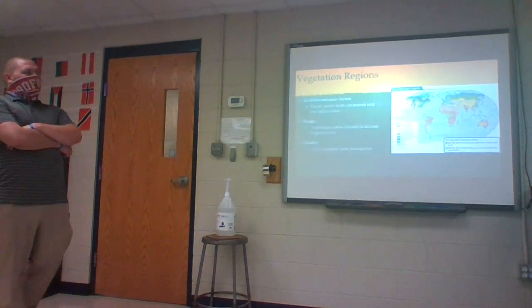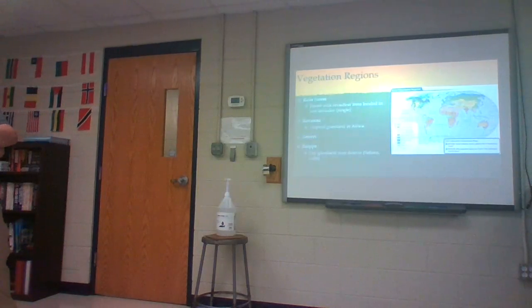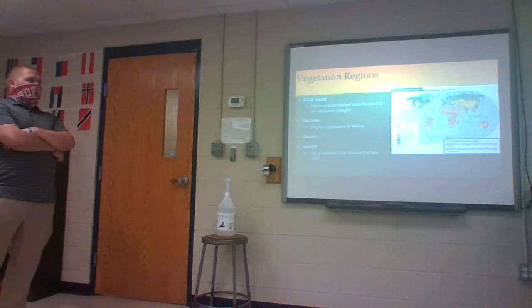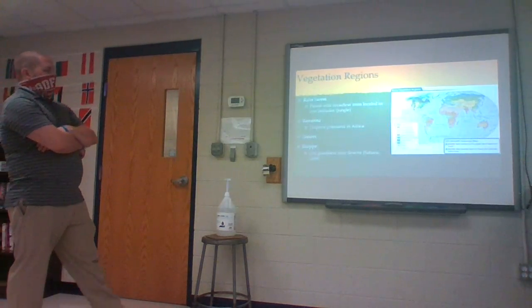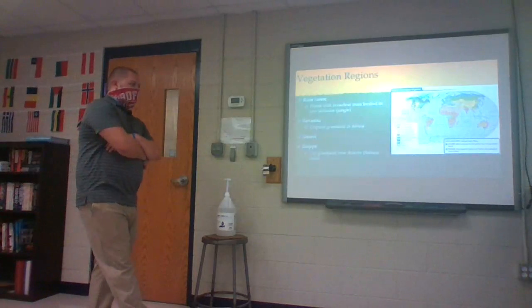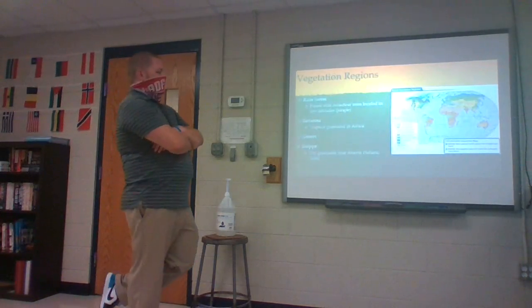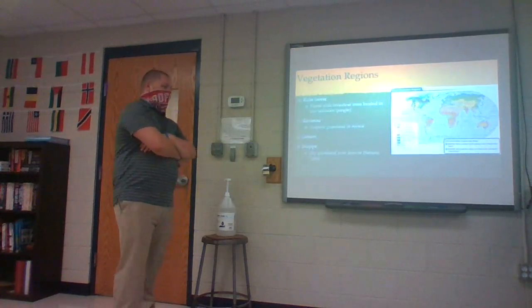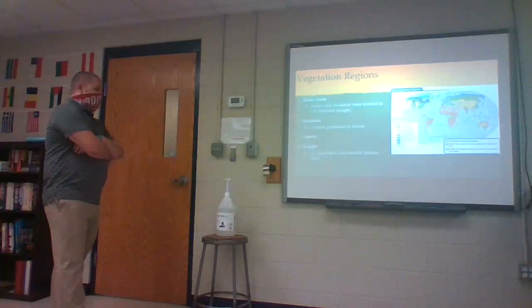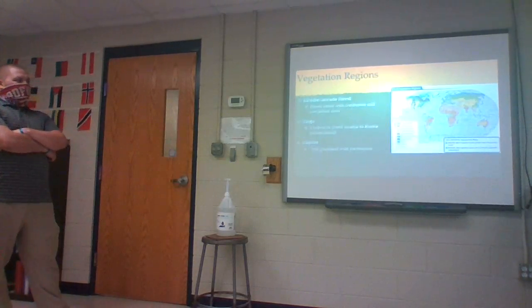All right. Vegetation regions, these are very similar. Okay, you have the rainforest, which is a forest with broadleaf trees located in low latitudes. The savanna is a tropical grassland in Africa. You got a desert steppe, which is a dry grassland near deserts such as the Sahara and the Gobi. We'll come back to it in a second.